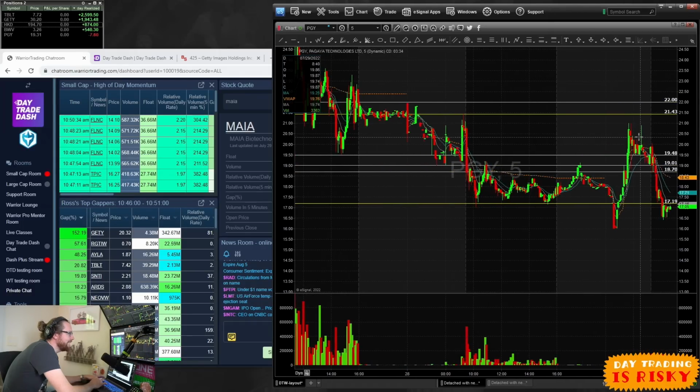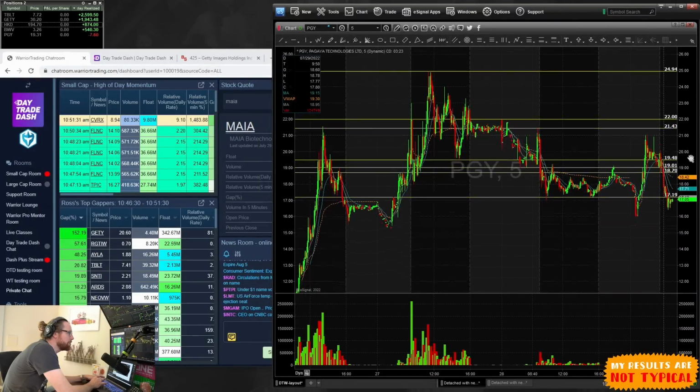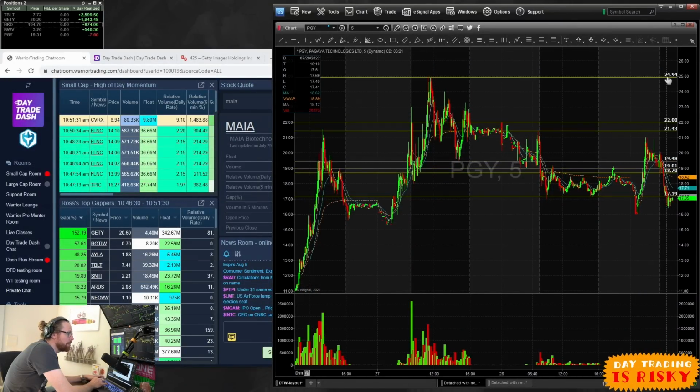I was adding here higher because I was trying to anticipate that curl through this level of 21.43 yesterday and then through 22. And I thought if we got above 22, we had a retest potential for a move back up to 25. So nice idea, but it didn't end up working. All right, so that's fine, PGY.